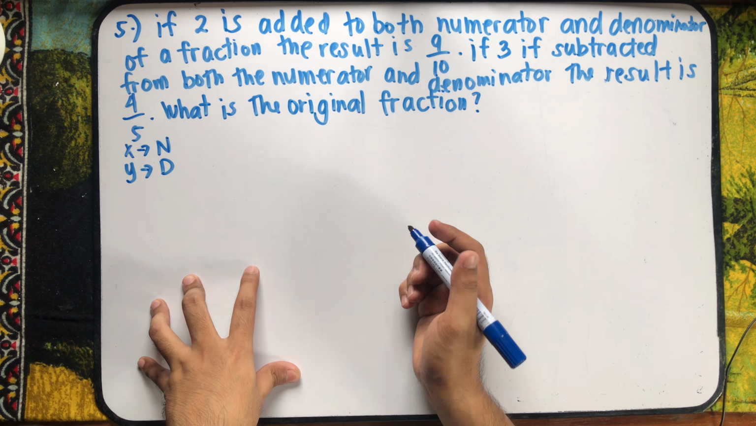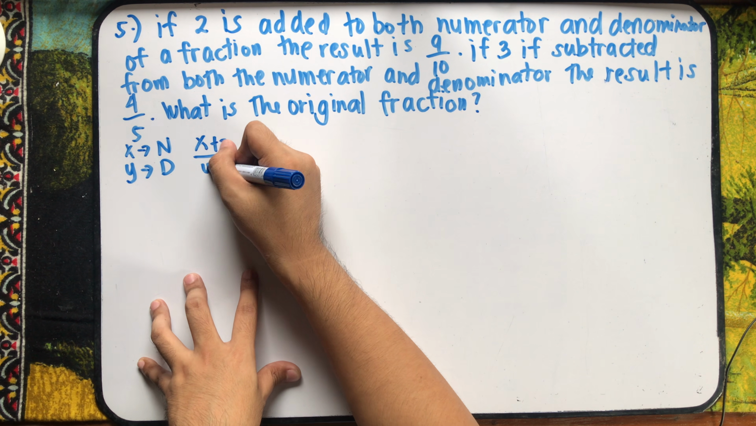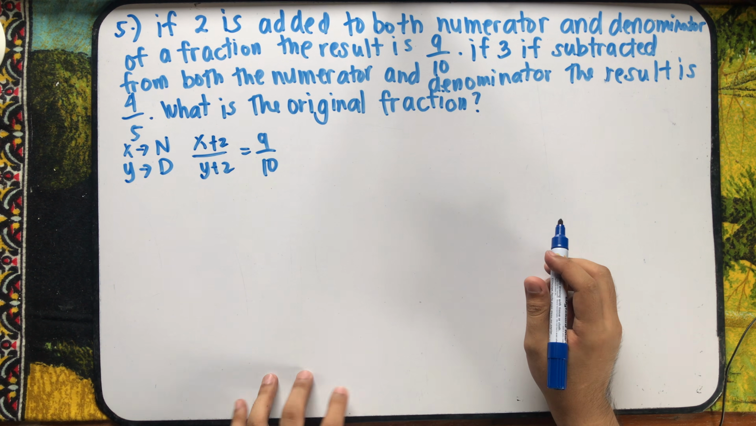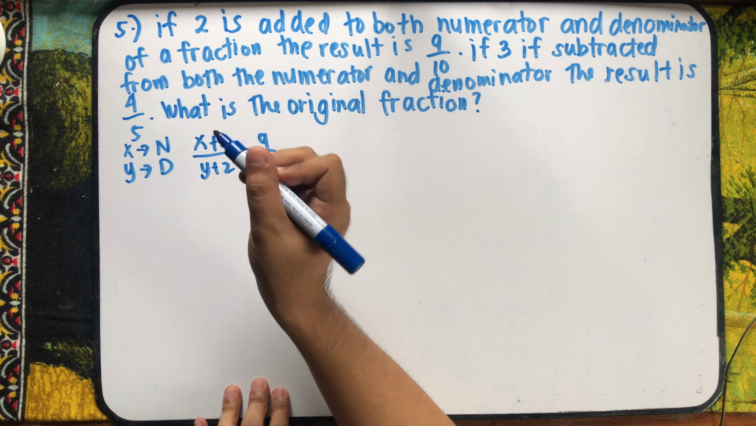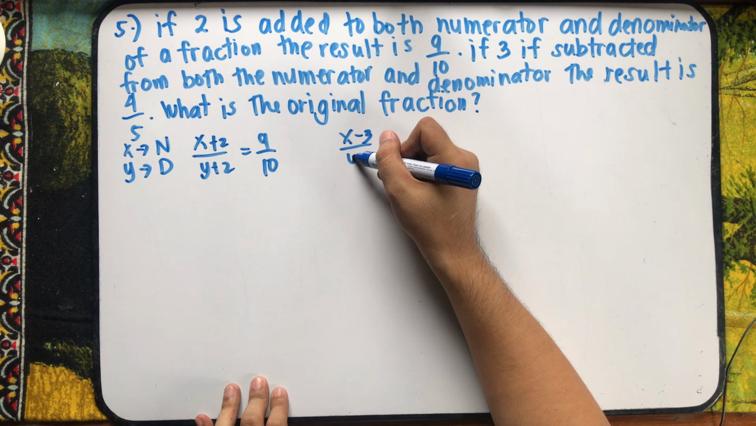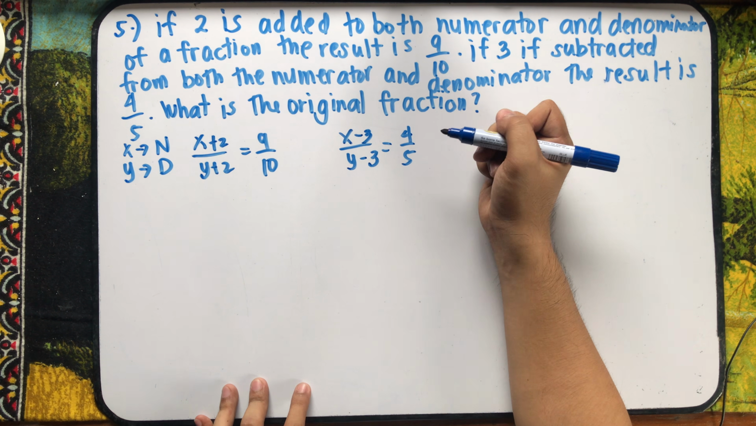If 2 is added to both numerator and the denominator, therefore that is (x plus 2)/(y plus 2) is equal to 9/10. Okay? And for the second condition, if 3 is subtracted, therefore we'll be having (x minus 3)/(y minus 3) is now equal to 4/5.